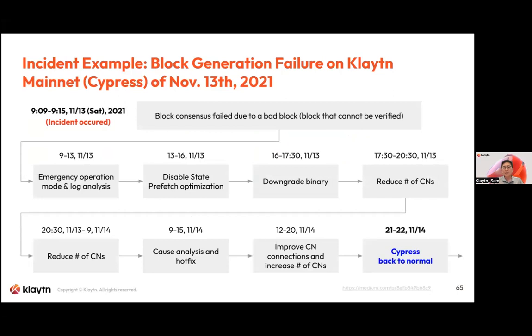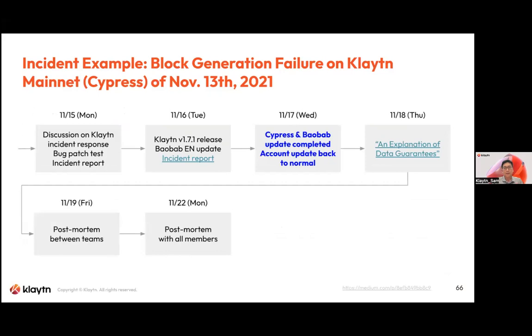And this is an example of the outage handling and incident response that we actually experienced in 2021. There was the most significant outage in the history of Klaytn, and it took 36 hours to recover everything from the time that the incident occurred. So this is the process and what we tried through the 36 hours, and later, after we recovered, we published the incident report, and we did a postmortem and so on.